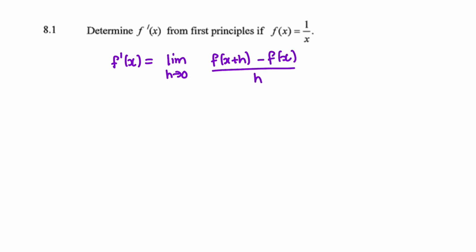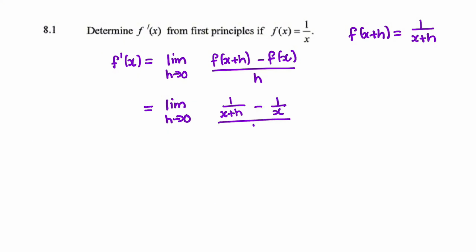Now in this question, f(x plus h) would be equal to 1 over x plus h. So we can substitute f(x) with 1 over x and f(x plus h) with 1 over x plus h. Remember, when working with first principles, to keep the limit in the front, because we have not introduced the limit just yet, and you can't make h 0 because that will make the denominator 0. So when I substitute, I have 1 over x plus h minus 1 over x, all over h.